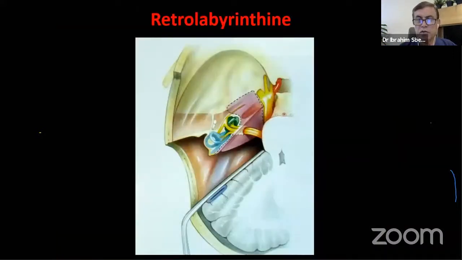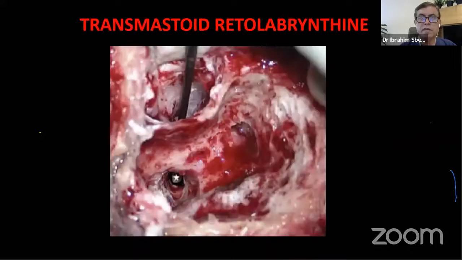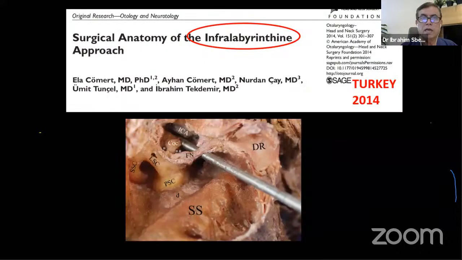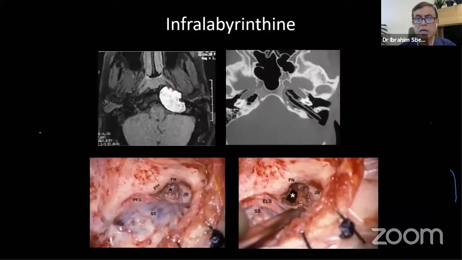As I said, you can go retro-labyrinthine if the hearing is intact. Transmastoid retro-labyrinthine, or labyrinthine, as the Americans would tell you. Surgical anatomy of the infralabyrinthine approach from Turkey, 2014. Again, here, infralabyrinthine approach. And you can see there is a stent tube that has been put after they finished.